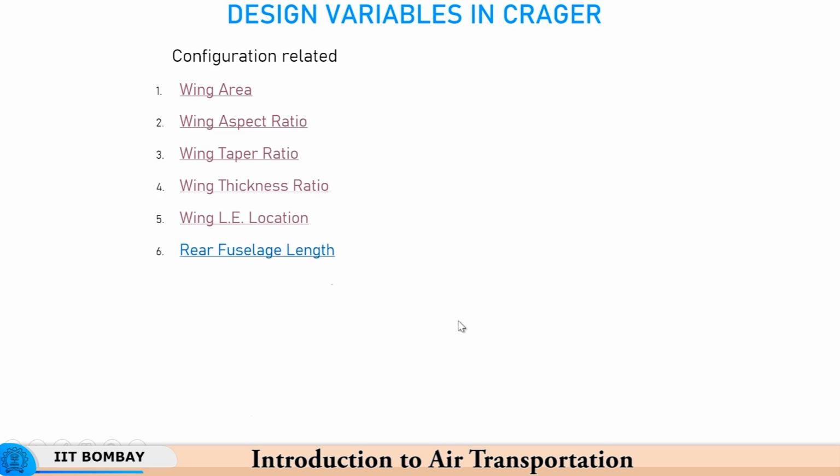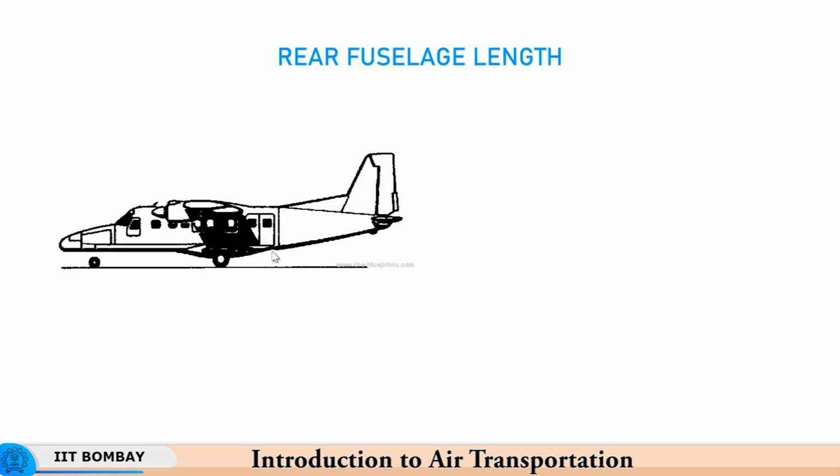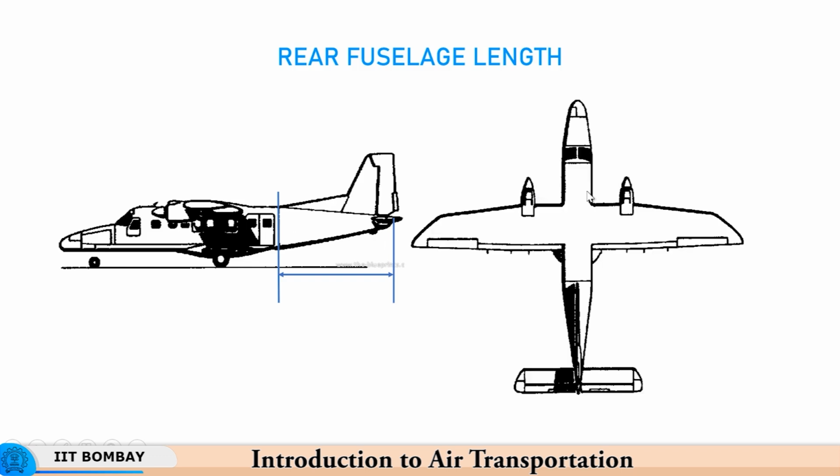The next one is the rear fuselage length. Now, this is the side view of a typical commuter aircraft fuselage. In this case, we have taken the silhouette of Dornier 228. You can divide the fuselage into 3 parts: the front part from the nose to maybe where the passenger cabin starts, the middle portion which is the passenger cabin where people sit, and then the rear portion. In the top view, it looks like this. So, this particular length is the rear fuselage length, and one may even parameterize it in terms of the ratio of this length upon total length.